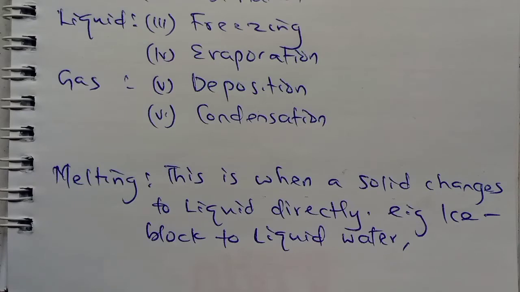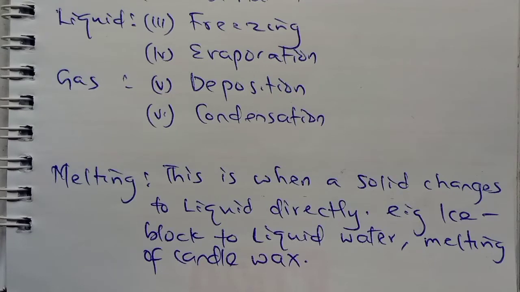Melting is when a solid changes to liquid directly. Example, an ice block giving yield to liquid water. It means that the water in ice gained kinetic energy. After vibrating for a long time and with more energy being added, it will start to translate because the particles start to slide over one another. Another example is the melting of candle wax.